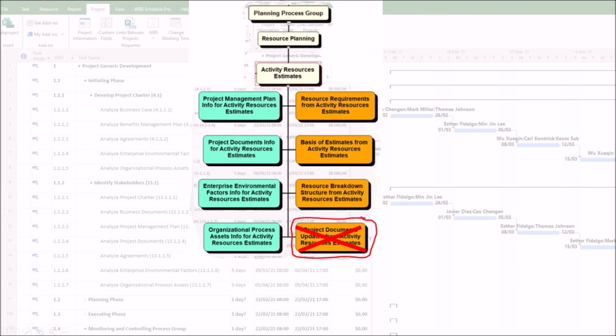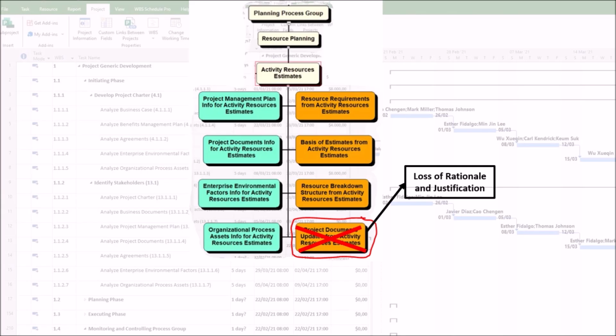How can a poor project documents updates output harm the estimate activity resources process? A poor project documents updates output doesn't just create a minor paperwork gap. It fundamentally undermines the entire value of the estimate activity resources process and creates cascading risks throughout the project. Here's a breakdown of how poor documentation in this area causes direct harm.